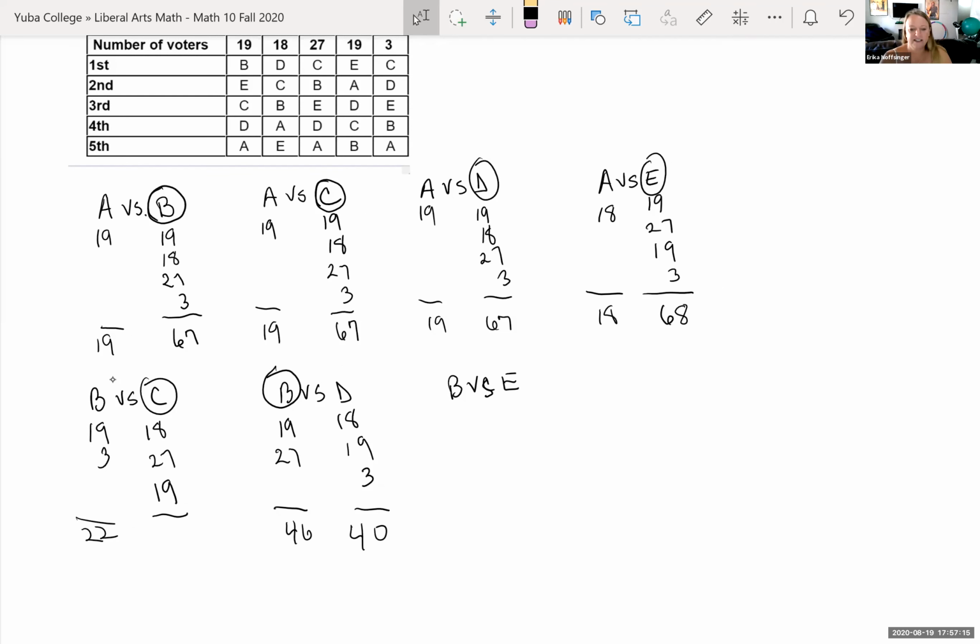Okay, so questions. On B versus C, I'm trying to trace it now. B versus C, the 3 points should go to C. So let's just go back. You're right, the 3 points should go to C.